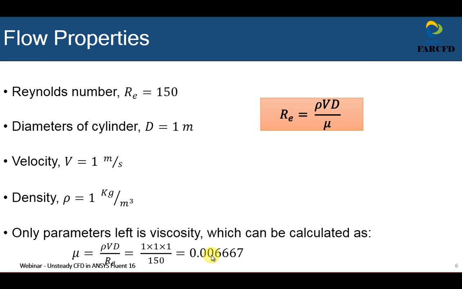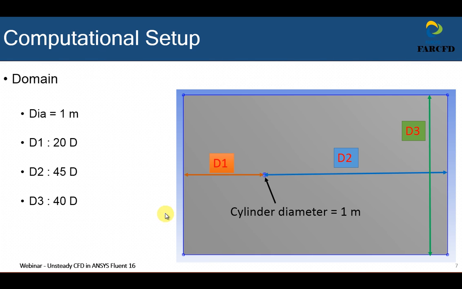Domain extents chosen for this study are 20 diameters upstream and 45 diameters downstream. In the positive and negative y direction, the domain extent is also 20 diameters. This is to ensure that the flow does not get reflected and produce erroneous results.